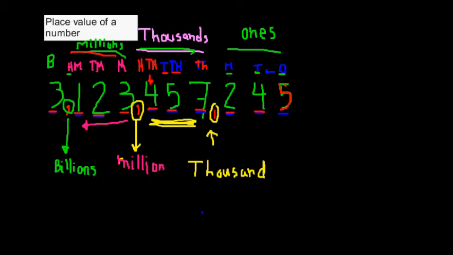Okay, let's see what this is. That's what we have about the place value. And what is the use of it? We use the place value to identify the digit number. Okay, let's do some practice with some numbers.